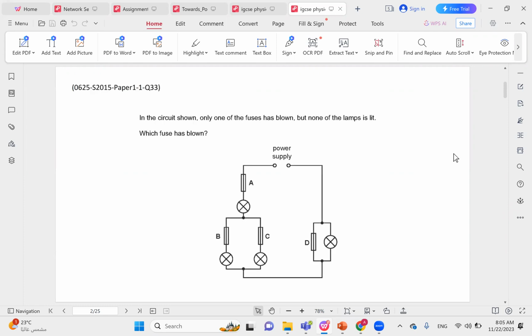So in this question, it says, in the circuit shown, only one of the fuses has blown, but none of the lamps is lit. Which fuse has blown? So this requires some circuit analysis.